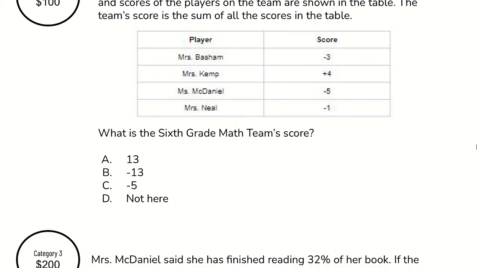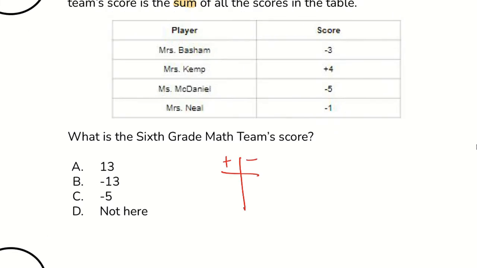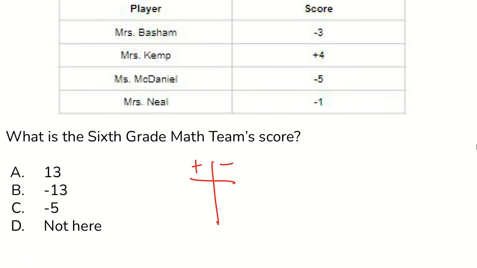Okay, so what are we going to be doing on this? I saw the keyword sum. We're going to be adding these up, right? But we have some integers, Miss Neal, so what do you think? What's our strategy? Team positive versus team negative. So let's do team positive, team negative. And we've got -3. So what side does that go on? Team negative. The negative side. We've got +4. That's going to go on the positive side. We've got -5. Go on the negative side, and -1 on the negative side.